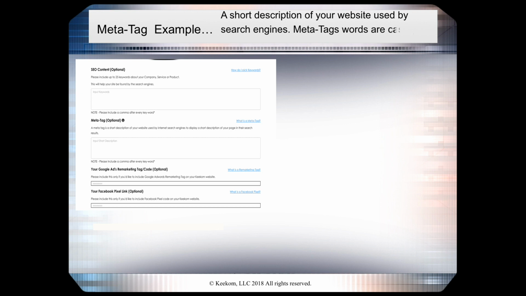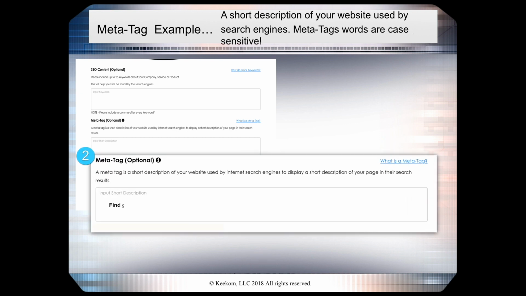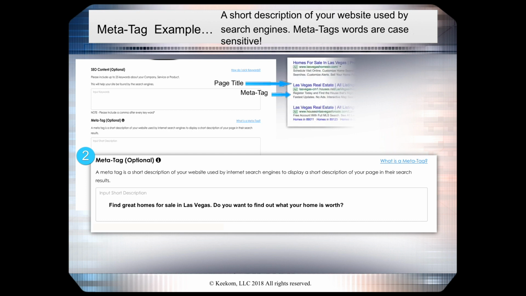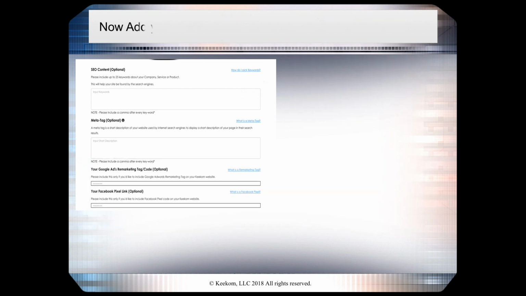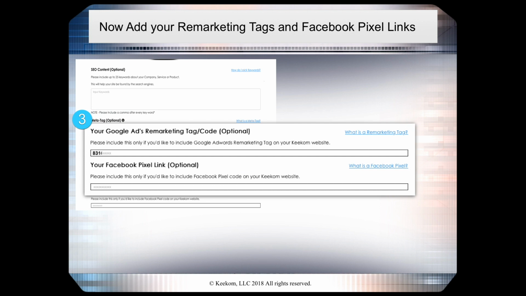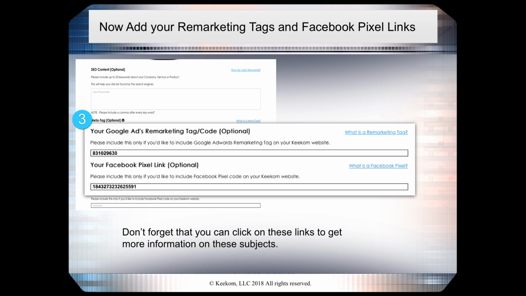The next fill-in area is for meta tags. A meta tag is a short description of your website used by search engines, and they are case sensitive. See the example here. Some of you are really in the know and want to add your own Google Ads remarketing tag or code. This is a place for that. This is optional, however. Read about what this is and how to use it by clicking on the link next to the fill-in area.